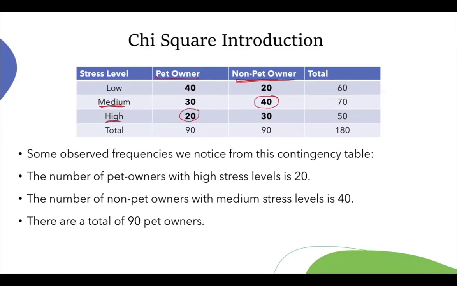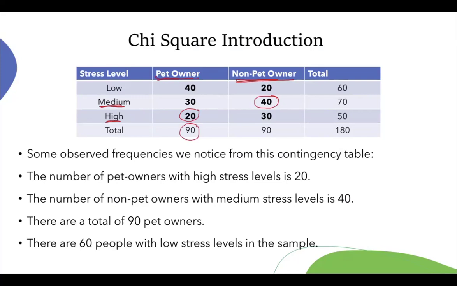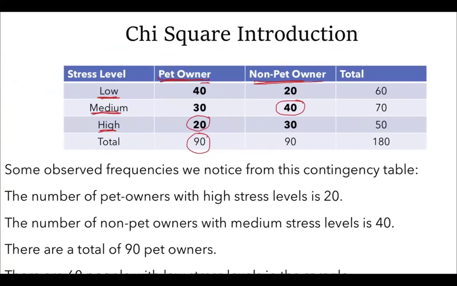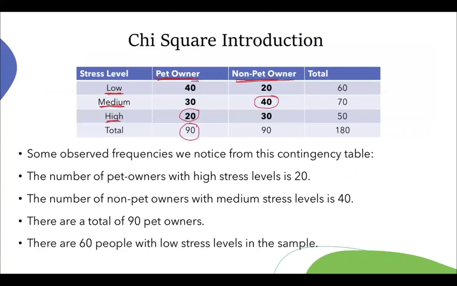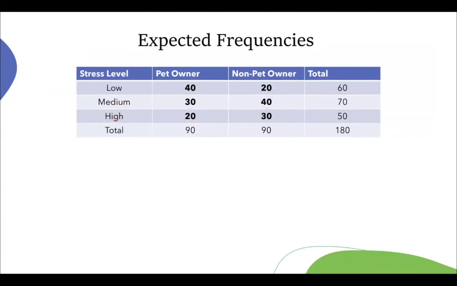There's a total of 90 pet owners. So if I look at pet owners and I look at the total for that column, it's 90. And there are 60 people with low stress levels in this sample. So here's low stress, and both pet owners and non-pet owners make up a total of 60 people with low stress in this sample. So we can go on. There's lots of observed frequencies that we could note here, but those are just some of them. That's how we read the table.